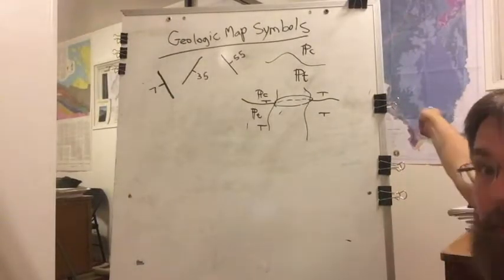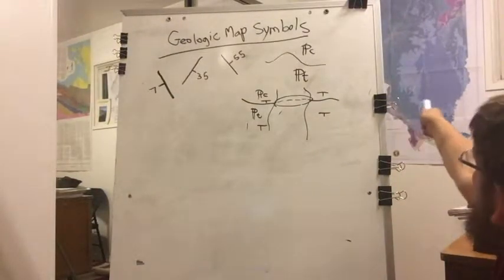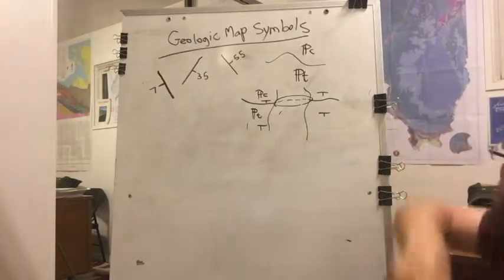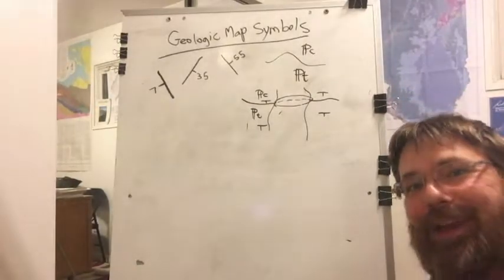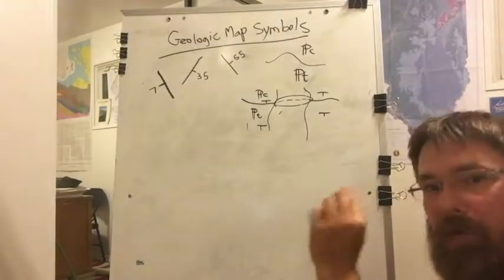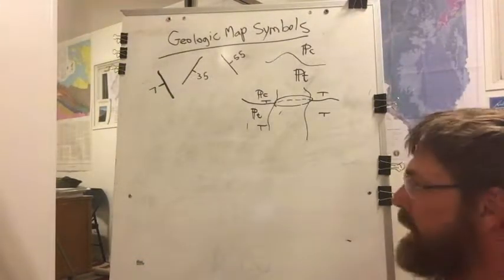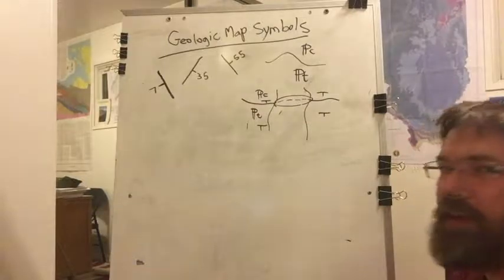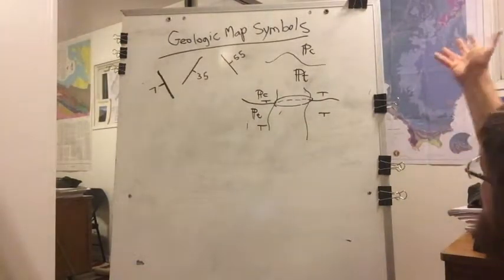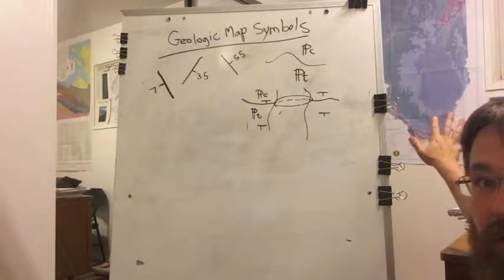Or if you're using a big map, like that one right there, each one of those contacts could be about a 1/4 mile in width. So that means anywhere within that 1/4 mile you can expect to find your contact. That's why we like to use large scale maps as opposed to small scale maps. Small scale maps are just for general use.